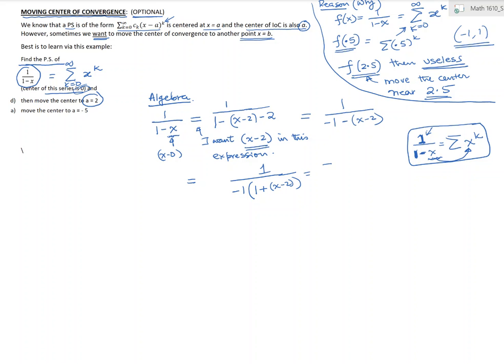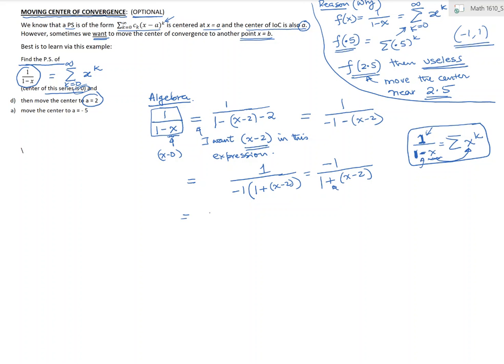So that means negative 1 over 1 plus x minus 2. Now remember, these are all equal. So actually I started from here and these are all equal statements. So this is almost there. I just don't want this plus. I want it to be negative like this.